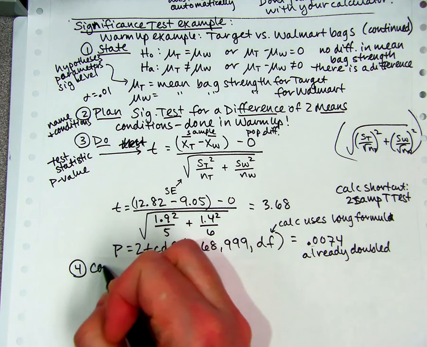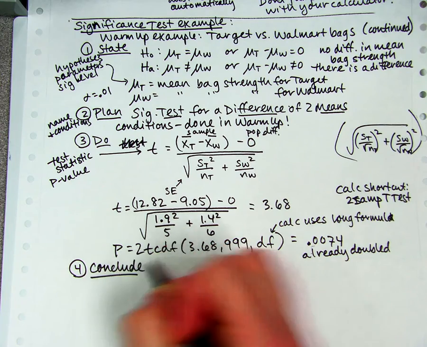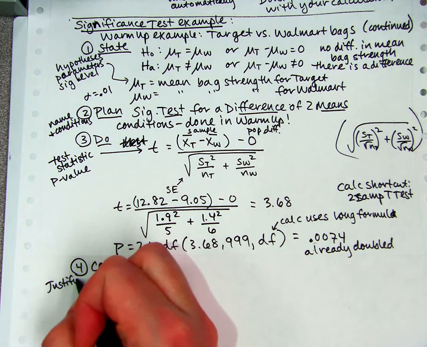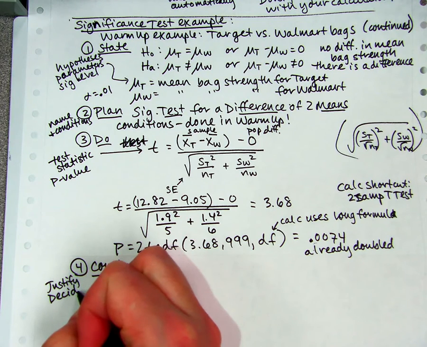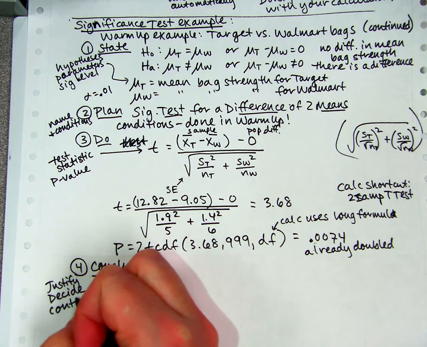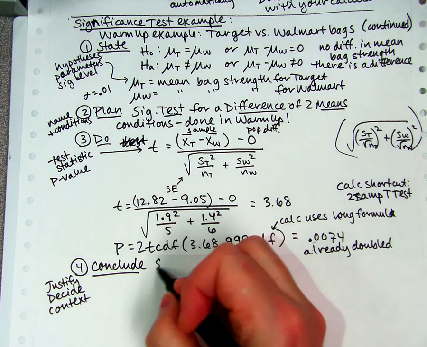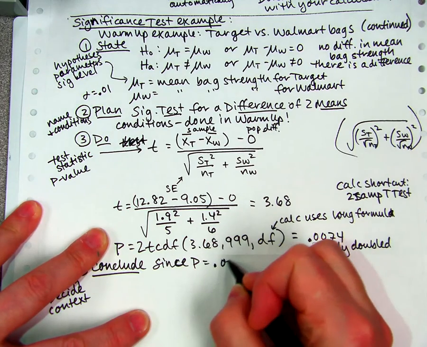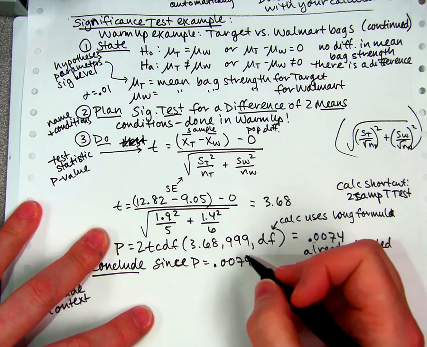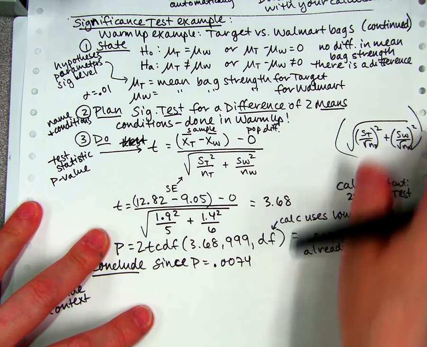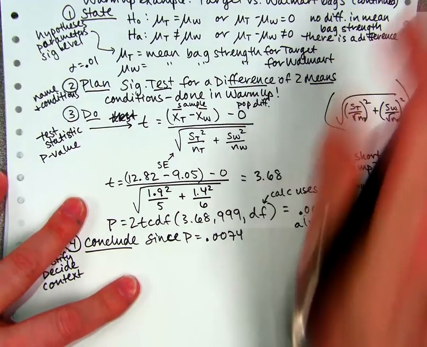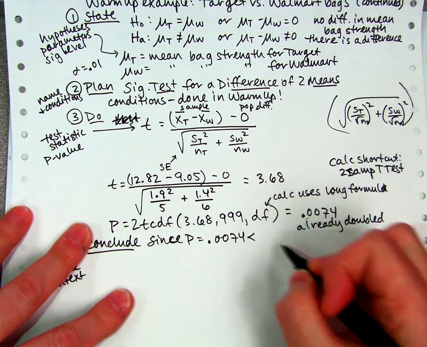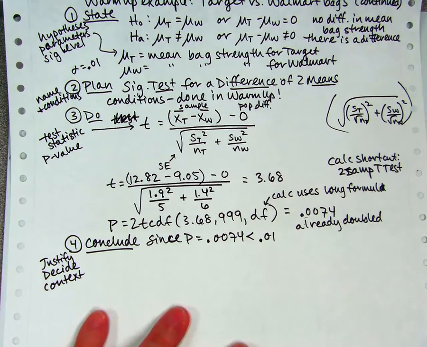Step 4, conclude. We're going to do the same 3 things we normally do. We're going to do justification, decision, and context. So since P is 0.0074, and that is less than 0.01. By the way, if you use the conservative approach, you don't end up rejecting. That's very interesting to me that it came out that way, because I didn't think it would. 0.01 is our alpha, remember.